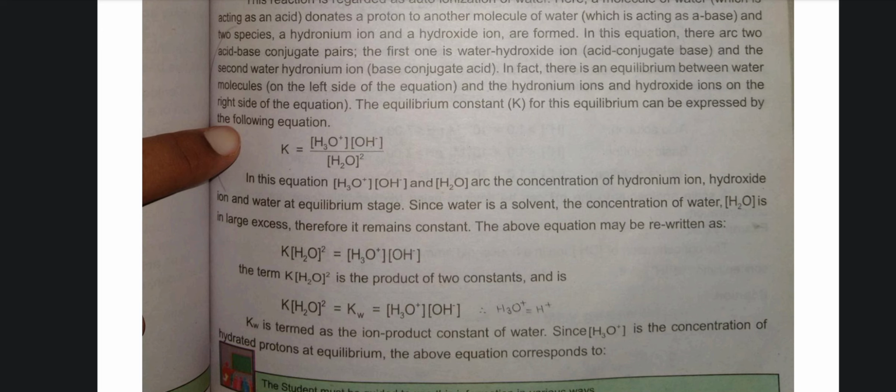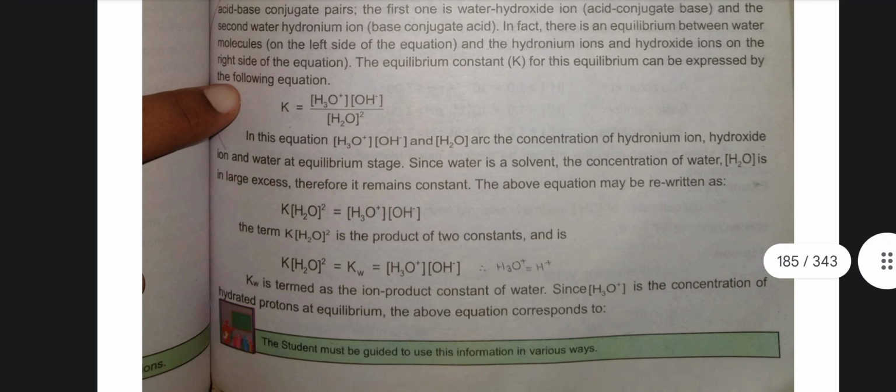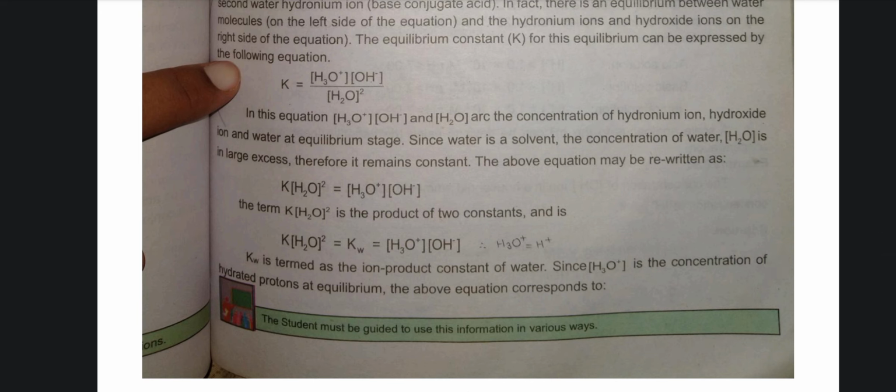In this equation, [H3O+], [OH-] and [H2O] are the concentrations of hydronium ion, hydroxide and water at equilibrium stage. Since water is a solvent, the concentration of water is in large excess, and therefore it remains constant. The above equation may be written as K[H2O]^2 is equal to [H3O+][OH-], and the term K[H2O]^2 is the product of two constants and is equal to Kw. So Kw is equal to [H3O+][OH-], and Kw is termed as the ion product constant of water.